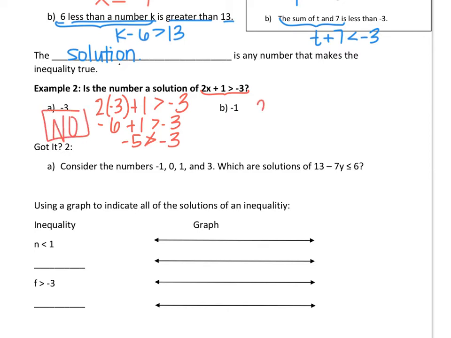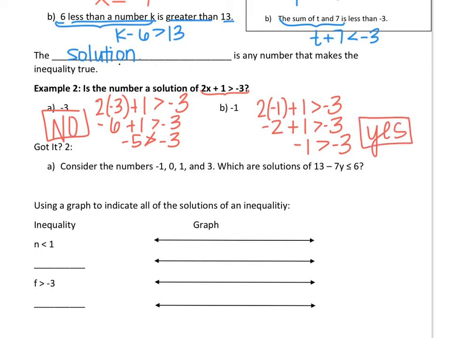If you plug in B, you get 2 times -1 plus 1 greater than -3, which is -2 plus 1 greater than -3, and then you get -1 is greater than -3, which happens to be true, so yes. Got it. Number 2, pause the video and do this one on your own. They want you to plug in the numbers -1, 0, 1, and 3. So plug those in and figure out which ones are solutions. I'll give you the answers in just a second.